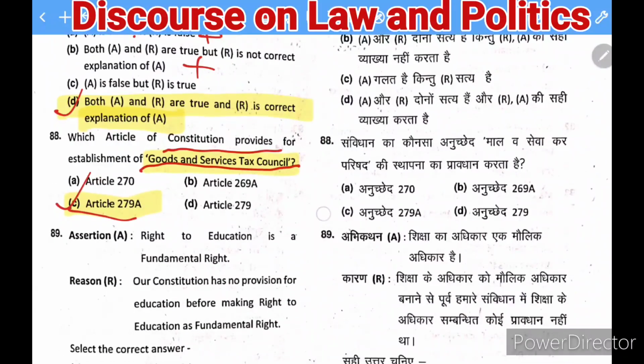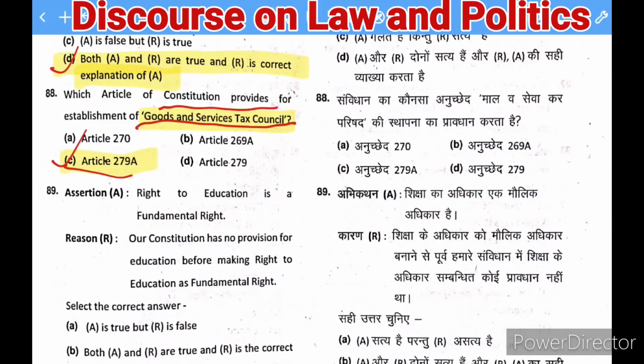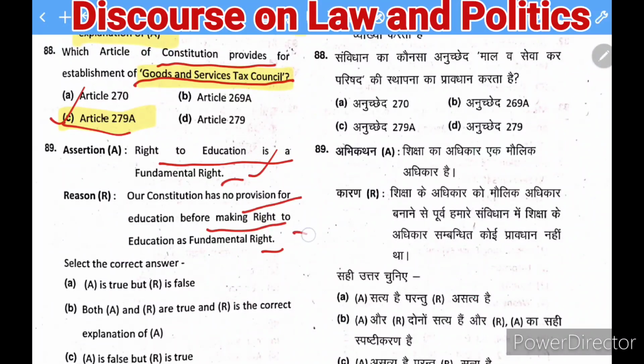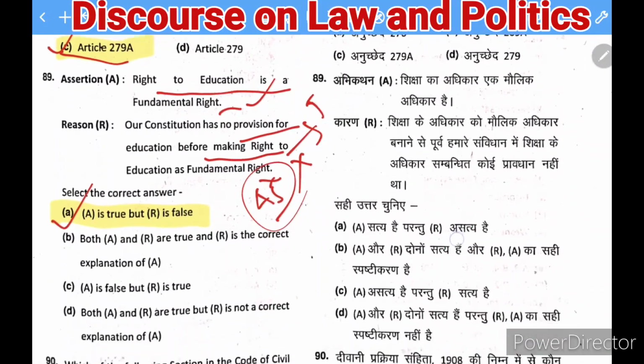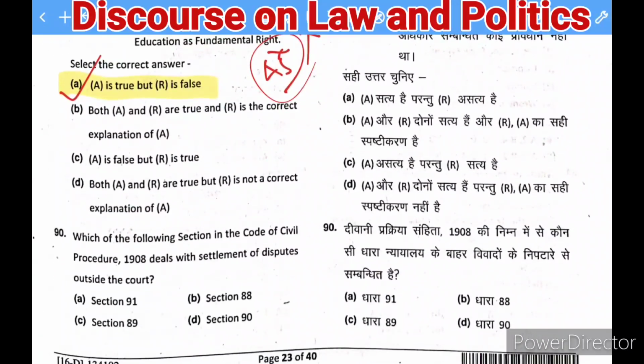Moving to the next question, and again it is based on assertion and reason. Right to education is a fundamental right. Yes, it is correct. Our Constitution had no provision for education before making the right to education a fundamental right. So this statement R is incorrect. The right answer is: A is true but R is false, because we had provisions in the Constitution with the help of Article 45, and then we had judgments on the right to education, where the Supreme Court has declared that the right to education is a fundamental right.